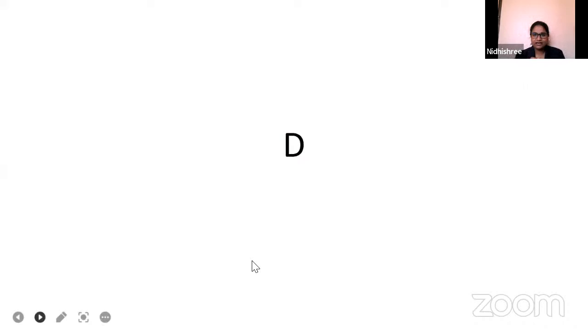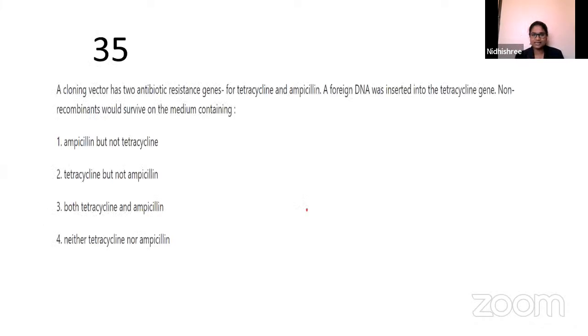A cloning vector, just now we studied regarding this, guys. A cloning vector has two antibiotic resistance genes for tetracycline and ampicillin. A foreign DNA was inserted into the tetracycline gene. Non-recombinants would survive on the medium containing.